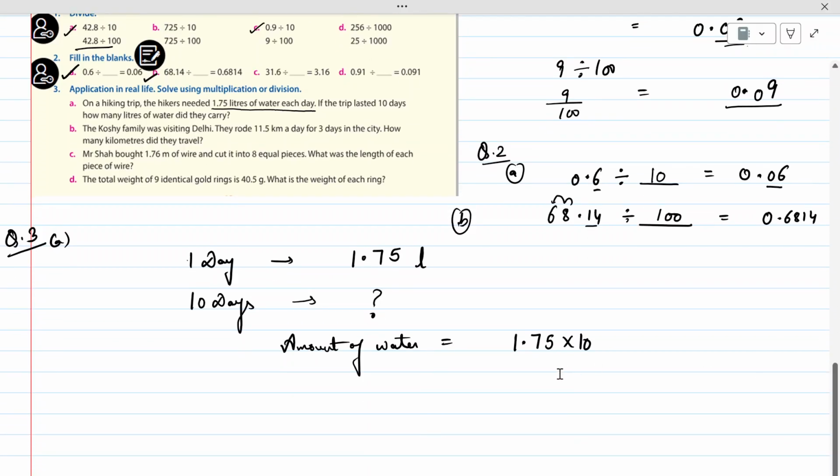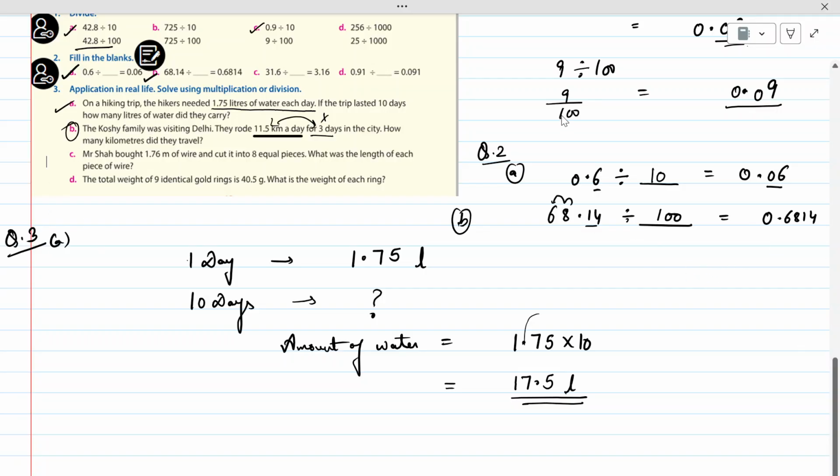Okay, so when we are multiplying this 1.75 with this, that means we are shifting this decimal one place to the right. So this will become 17.5 liters of water for 10 days. Right? Easy. Next, the Koshi family was visiting Delhi. They rode 11.5 kilometers a day for 3 days in the city. How many kilometers did they travel? Same thing. Per day, they are driving 11.5 kilometers, and for 3 days we have to do. So we just have to do the multiplication of these two numbers, right? So this is homework for you.